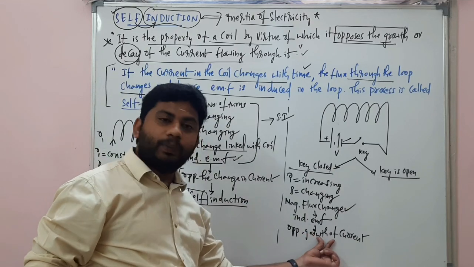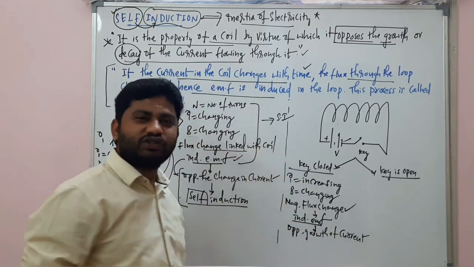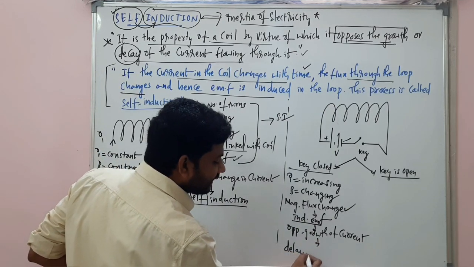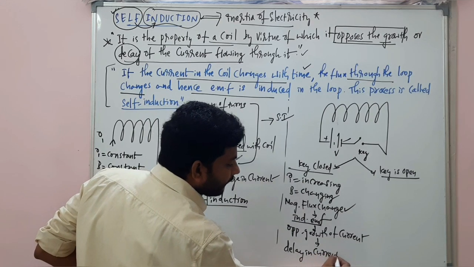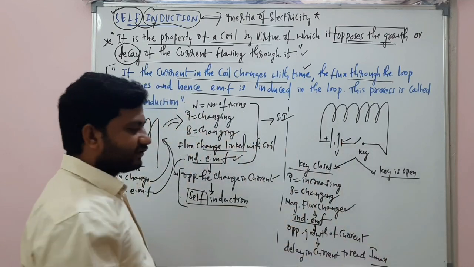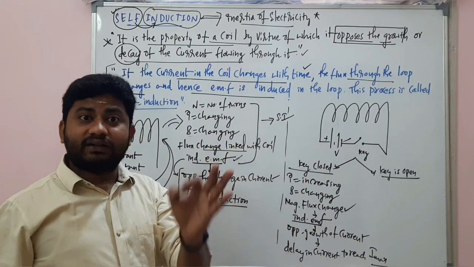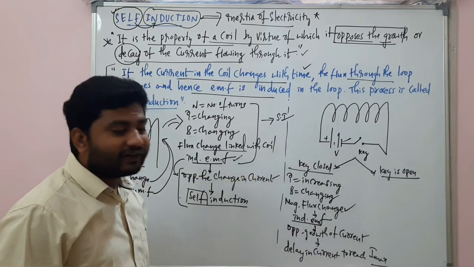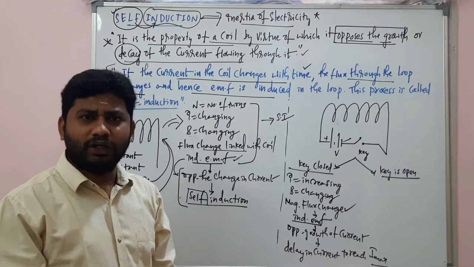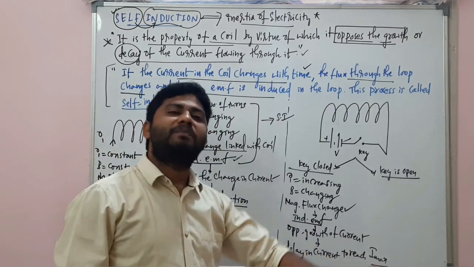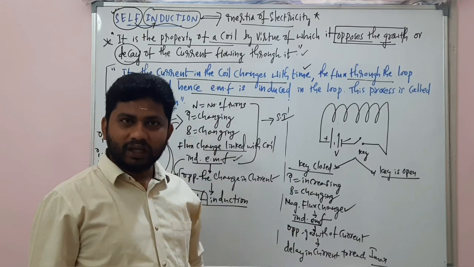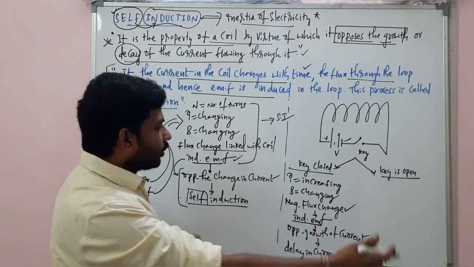Actually, current needs to move to its peak value. But because of the opposition due to self-induction, a delay takes place in the current reaching I max. I max means the maximum value of the current. This is the interesting and important part related to self-induction. Because of the induced EMF, because of the self-induction phenomenon, there is a delay in the current reaching the maximum value, because this induced EMF is opposes the growth of the current. Okay? Clear?